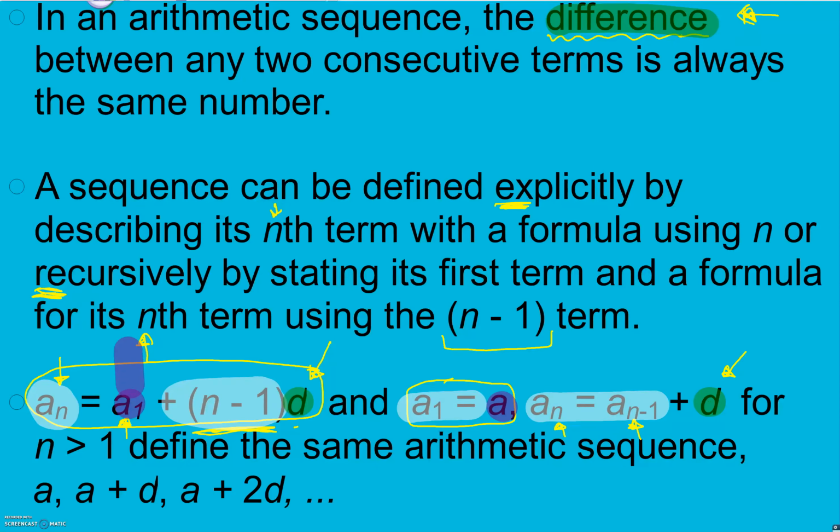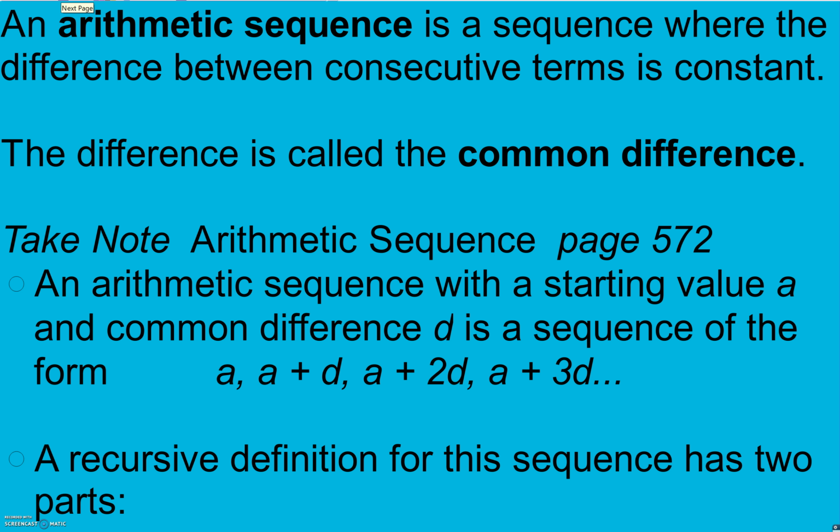An arithmetic sequence is a sequence where the difference between consecutive terms is constant. So every single time, it's the same amount. So if we have 1, 3, 5, every time we add 2, for example. And that difference we call the common difference. The take note on page 572 talks about this.